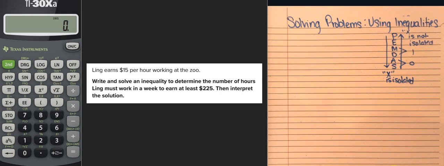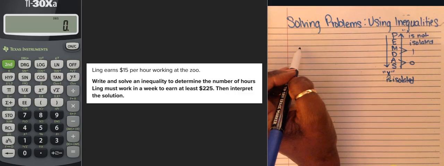All right, so we are working on using multiplication and division for our inequality problems so that we can solve them. So Ling earns $15 per hour working at the zoo. We need to write and solve an inequality to determine the number of hours that she has to work in a week to earn at least $225. And then we're going to interpret the solution.